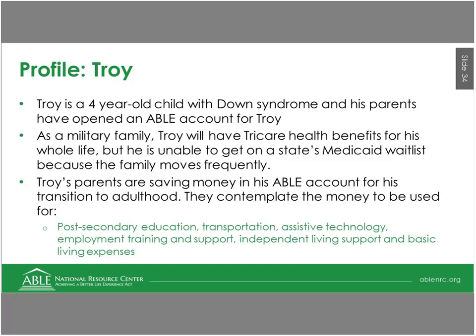They suspect the money will be used for things like post-secondary education, transportation, any type of assistive technology Troy might need, employment training and supports that perhaps are not being provided through other support systems, independent living supports, and for his basic living expenses. So those all sound fairly legitimate.